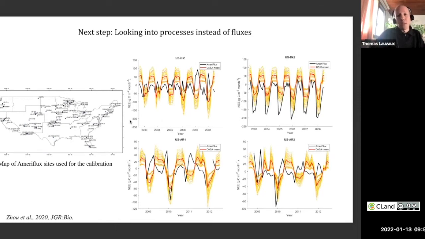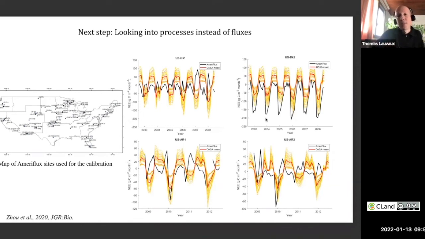So here is an idea that we developed with the CASA model. It's a vegetation model. We run it over North America. We run many versions of CASA with different parameters. To test them, we took the AmeriFlux tower network. So you see these are a lot of flux towers. They measure fluxes every 30 minutes. They give you a flux estimate. And for different ecosystems, we try to see if CASA could reproduce the uncertainty associated with the model-data mismatch.